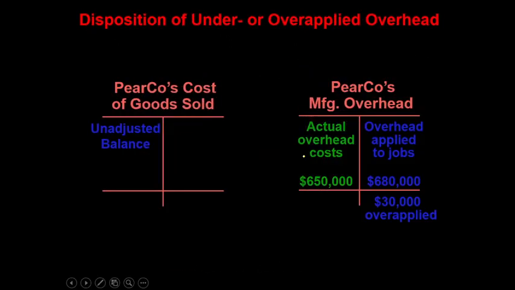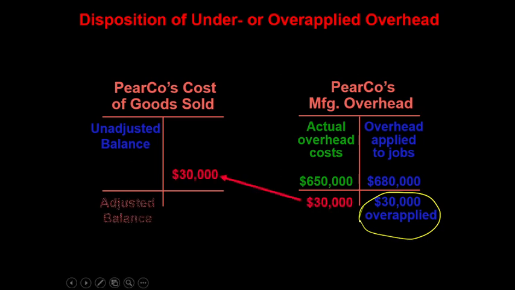Okay, so tingnan muna natin to. 650 versus 680. And then, this one is greater by 30. So, to close that, okay, you should go to your cost of goods sold. Debit, manufacturing overhead, and credit, cost of goods sold. So, bababa yung cost of goods sold natin. Pag bumaba yung cost of goods sold, tataas naman yung profit natin.